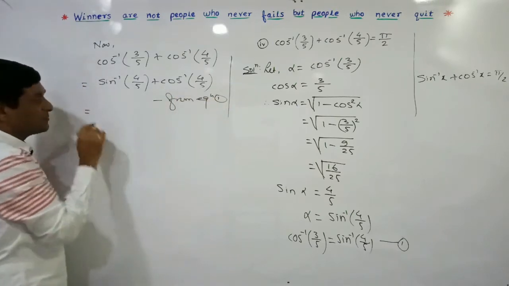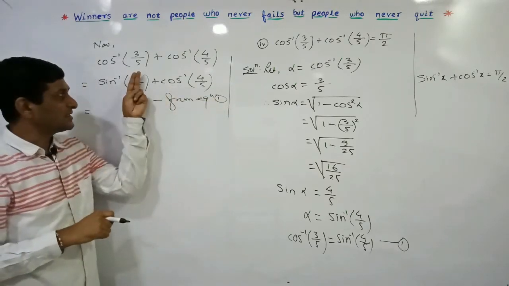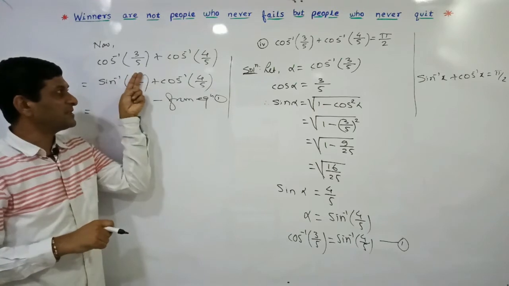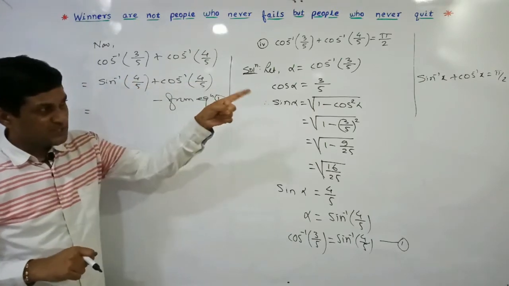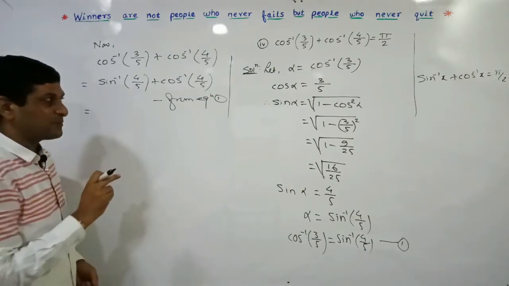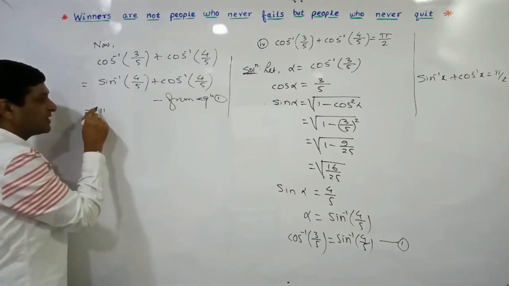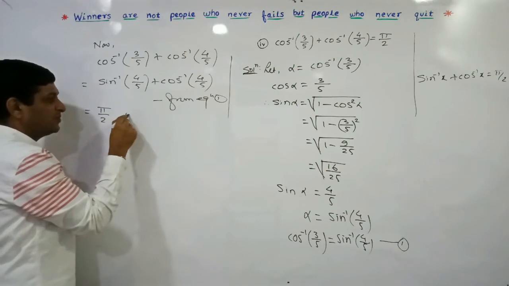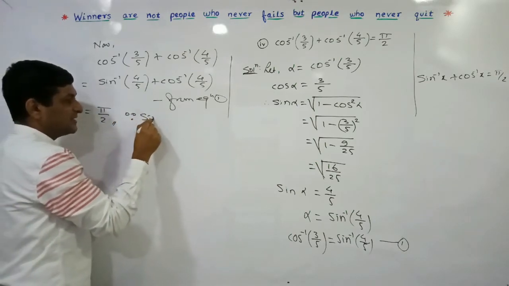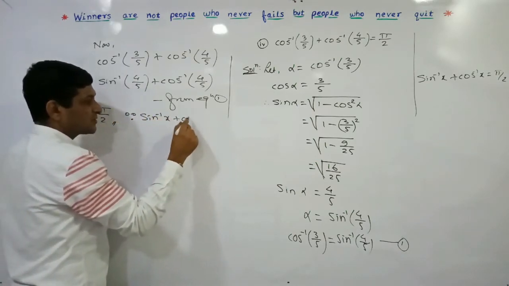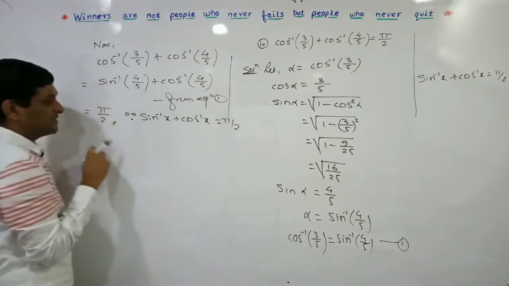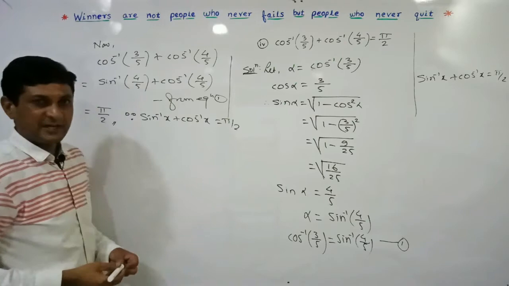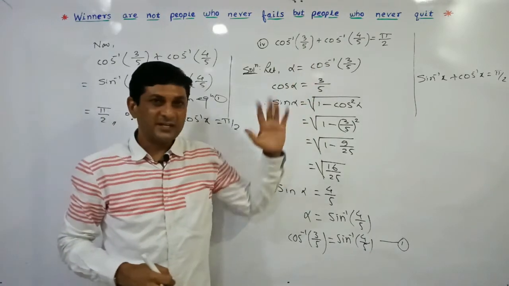Now here we can observe that in both the terms the value of x is the same. If I consider 4 by 5 as x, here also 4 by 5 is there. So the terms are exactly in the form of that property. According to that property, its value is equal to pi by 2. If you want, give the reason here: sine inverse of x plus cos inverse of x is equal to pi by 2. Applying this property, we have got our required result, and the right hand side is pi by 2.